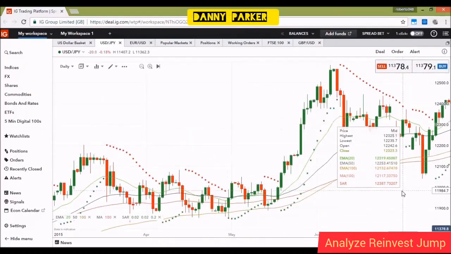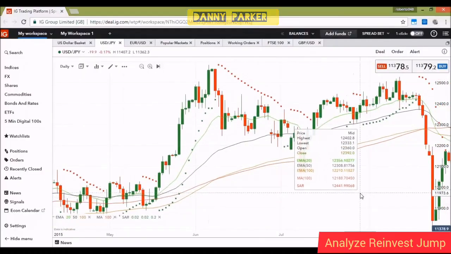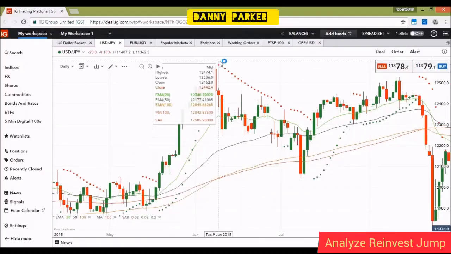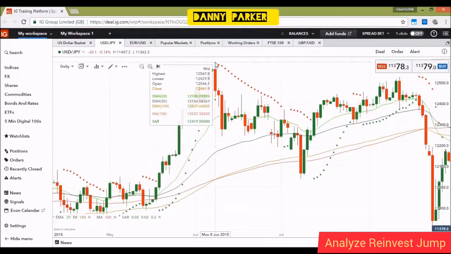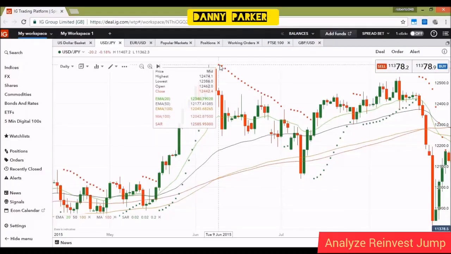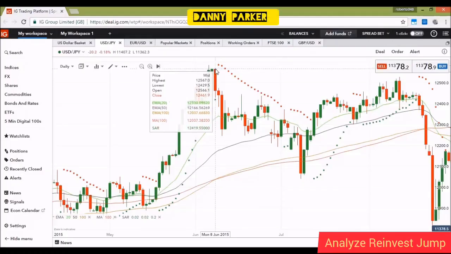Let's explore the powerful strategy of combining the parabolic SAR with a moving average (MA) in more detail. Imagine the market is in a clear downtrend. The red parabolic SAR dots above the price act as our dynamic resistance ceiling. A key moving average, like the 50 or 100 period, below the price acts as our dynamic support floor. Together, these two indicators create a trading channel, or a river, for the price to flow within.